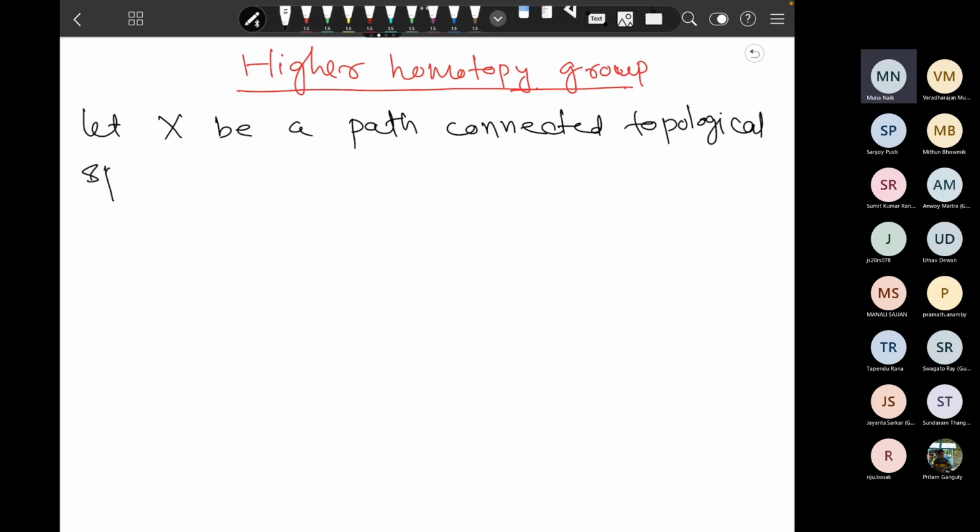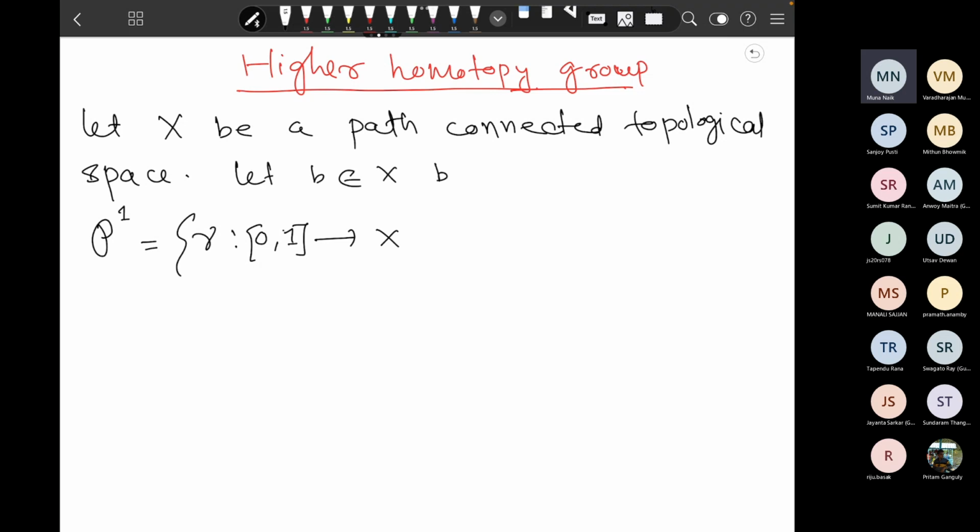Okay. So how do you construct this fundamental group? You take all the paths, all the loops from [0,1] to X. Let X be a path connected topological space, and you fix a base point b belongs to X. You take all the paths gamma from [0,1] to X, such that gamma is continuous, and gamma(0) is equal to gamma(1) is equal to b.